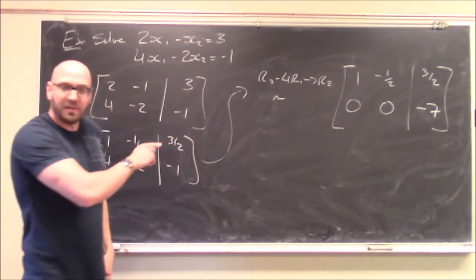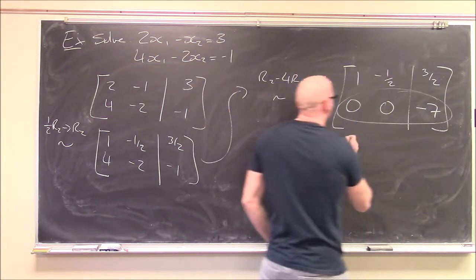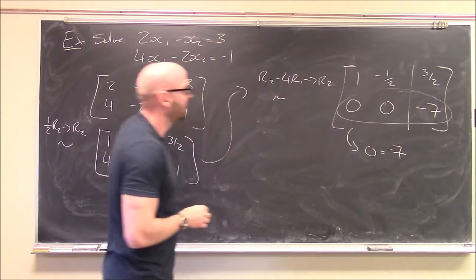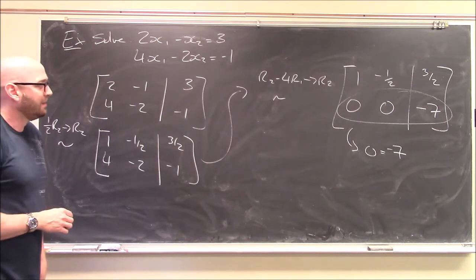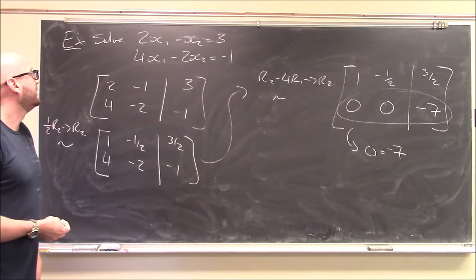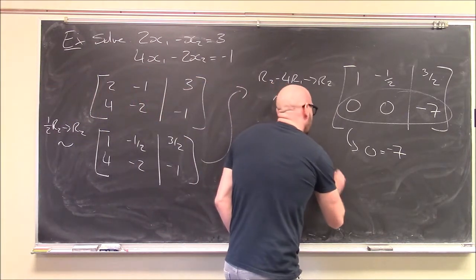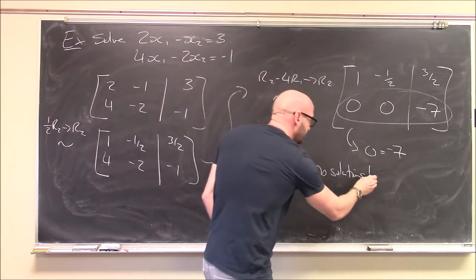And think about what the underlying system here says. This equation says 0 equals minus 7. What does that mean? That's unsatisfiable, right? That's impossible. That means that this system has no solutions. So we're actually done right now. There's nothing else to do. It has no solutions.